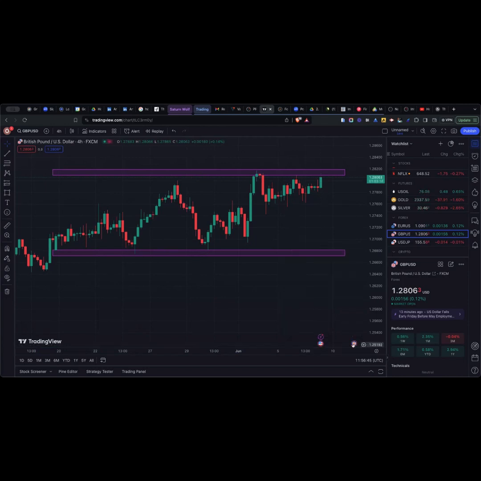It's just a calculation of jobs, the number of jobs, unemployed people and stuff. So now look at price rejecting from your support, and price is still failing to break your resistance. Something's happening. It's either the market wants to become a range market, or it's just waiting for this news to happen.